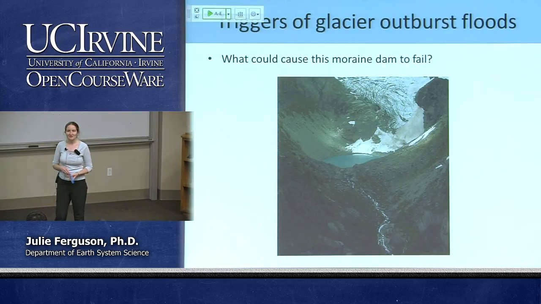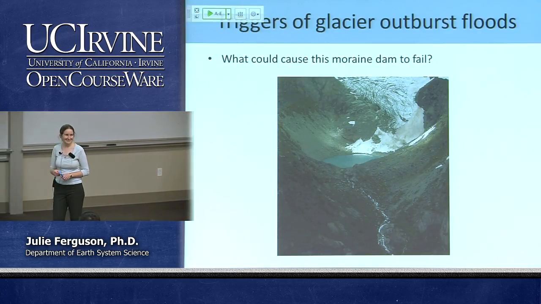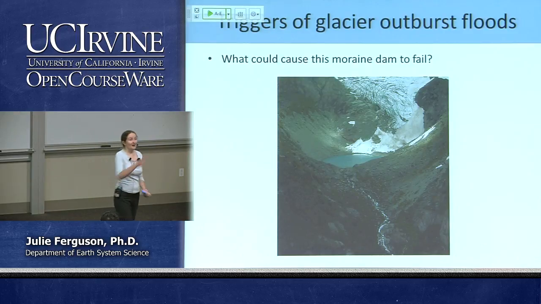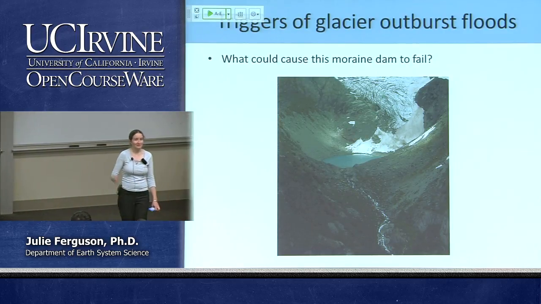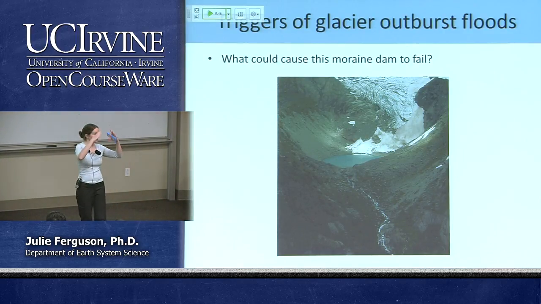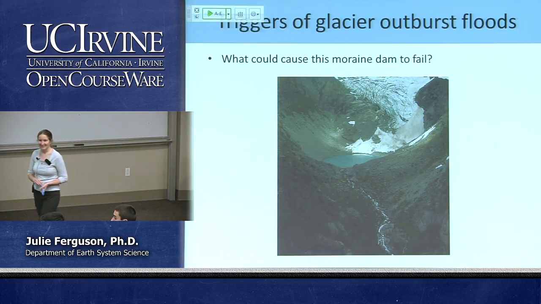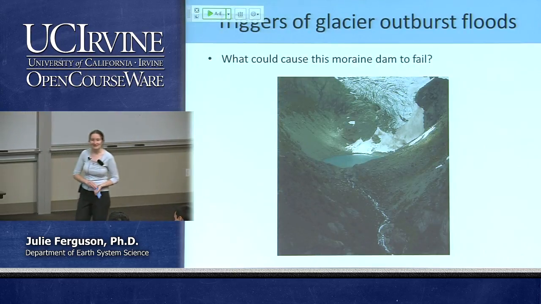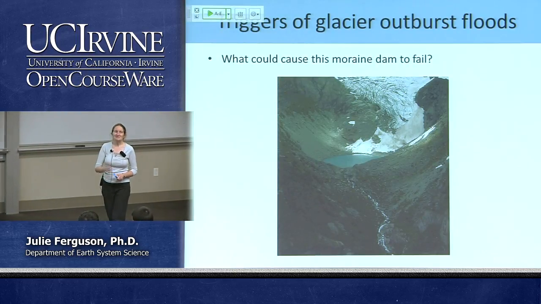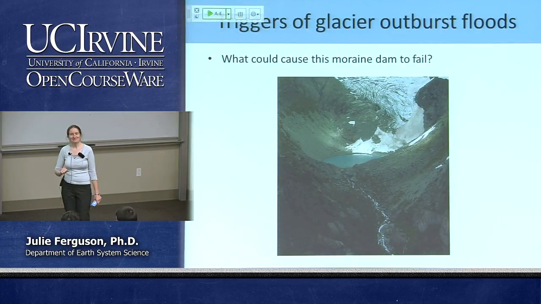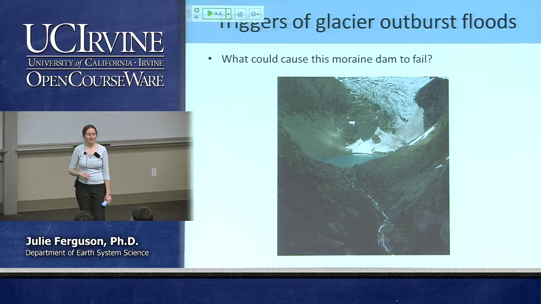Does anyone have any other reasons why it might fail? Yeah. Earthquake, absolutely. So in Peru, especially around a lot of these big mountain areas, they're often tectonically active, and so big earthquakes could shake that loose sediment and cause it to fail. What else? Yeah. Meteor impact, it would definitely create something, but they're probably too rare, I think. But definitely we would be in trouble if that happened, yes. Anything else?